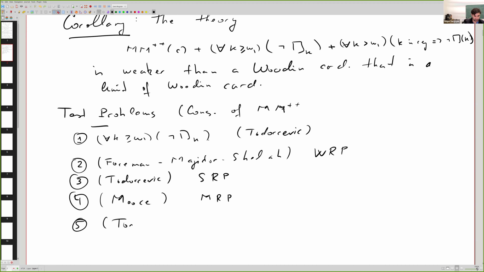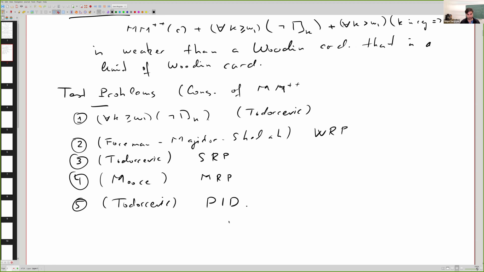Todorcevich again. There is the ideal dichotomy. And you can list all kinds of other things. So at the moment, it seems that all of these, this one is okay, and these are probably okay. By okay, I mean we can force over determinacy models.